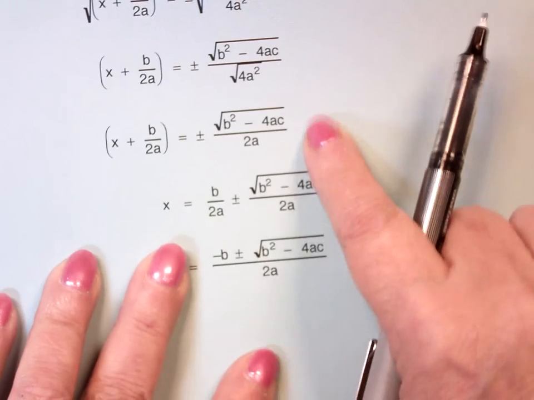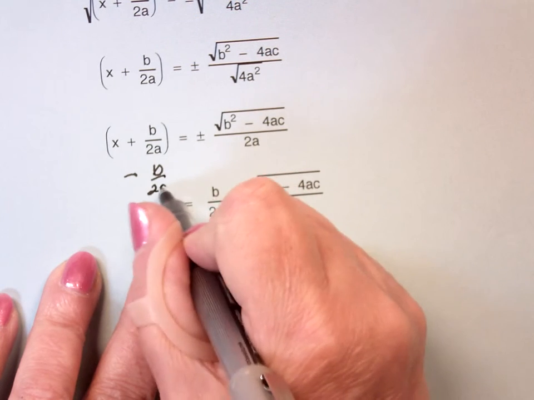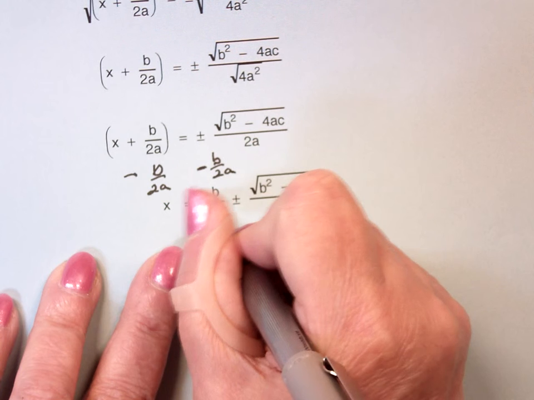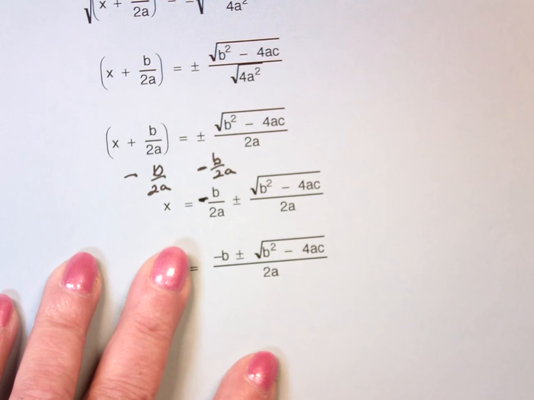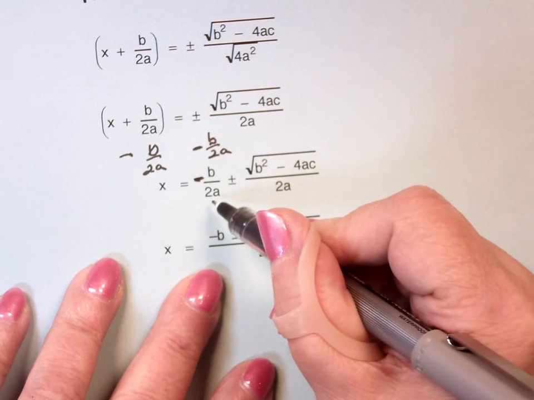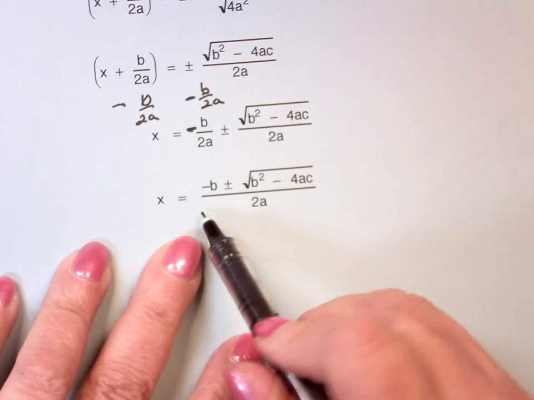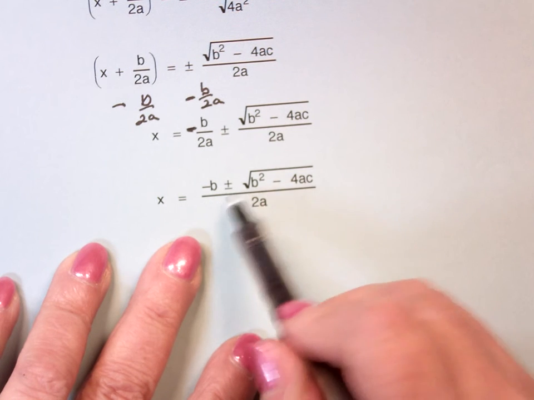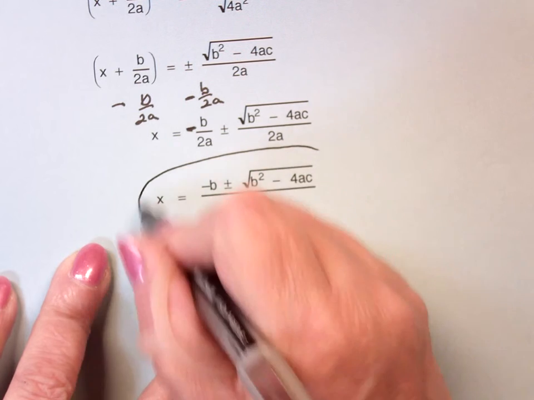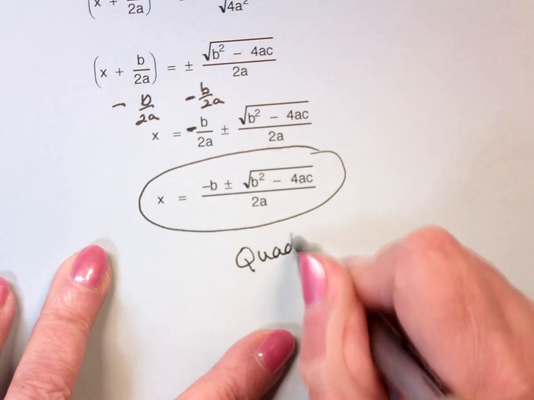Then what you're going to do is subtract b over 2a from both sides. So I've got a common denominator of 2a, so putting it over a common denominator, I'll have minus b plus or minus the square root of b squared minus 4ac all over 2a, and this is the infamous quadratic formula.